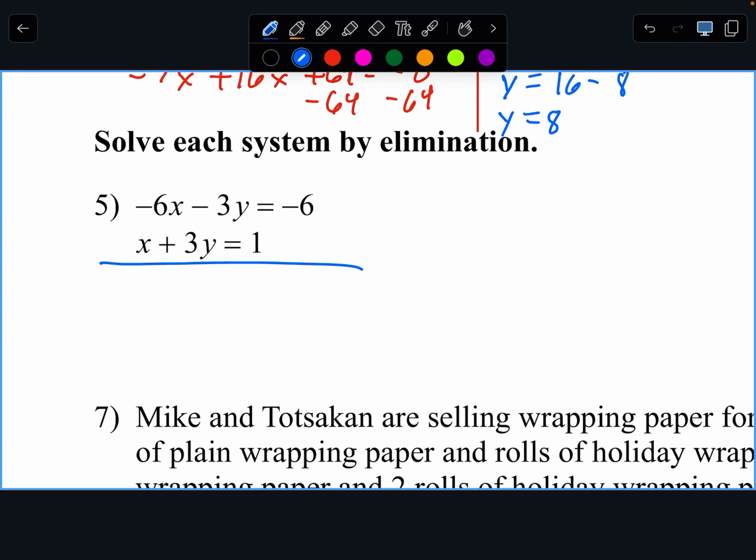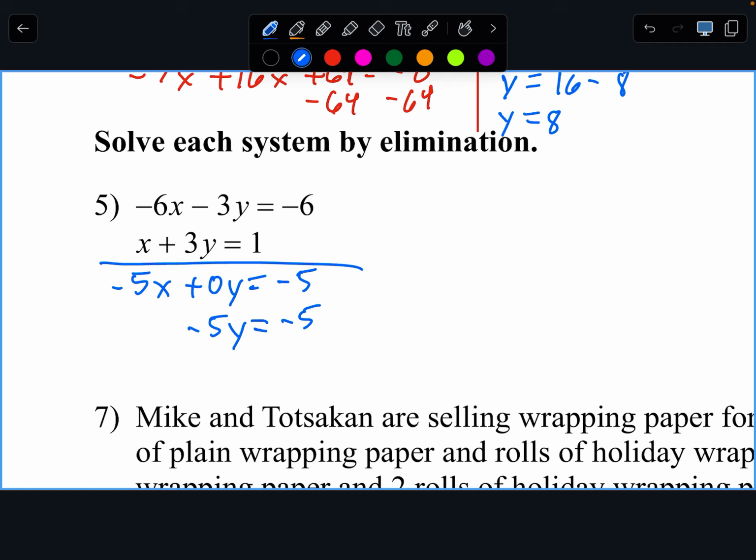So knowing that, we can add these equations together right away. Negative 6x plus x becomes negative 5x. Negative 3y plus 3y becomes 0y. And negative 6 plus 1 is negative 5. So this is negative 5y equals negative 5.